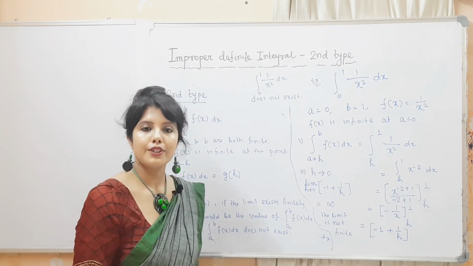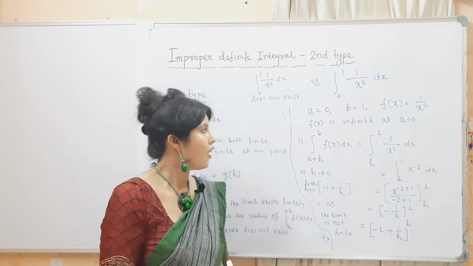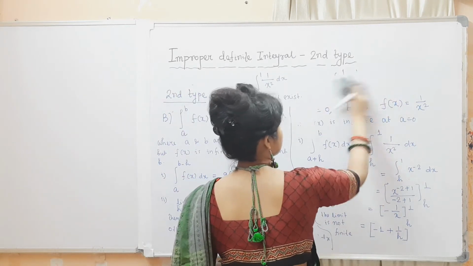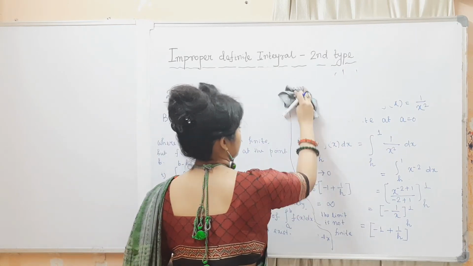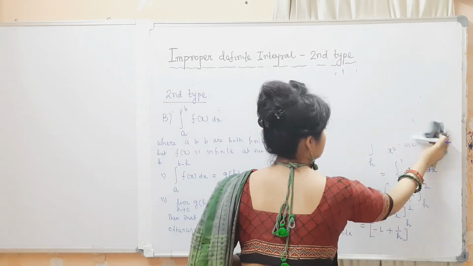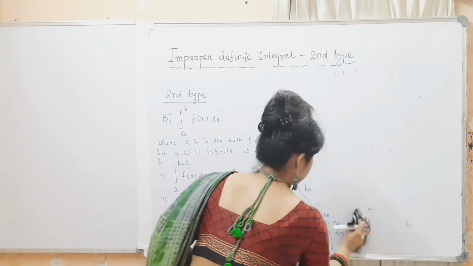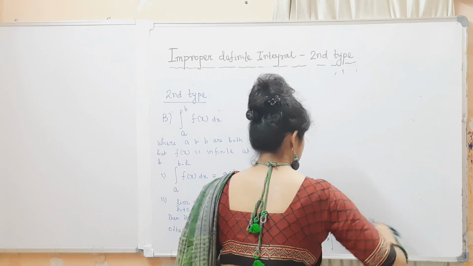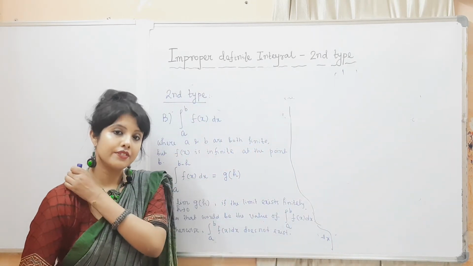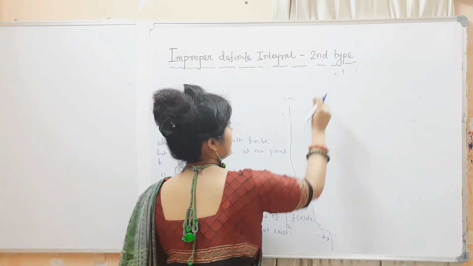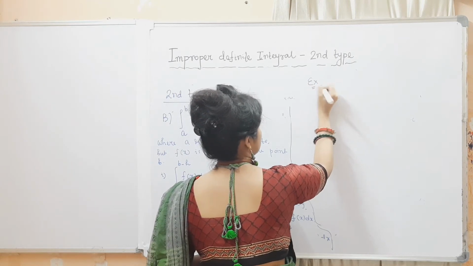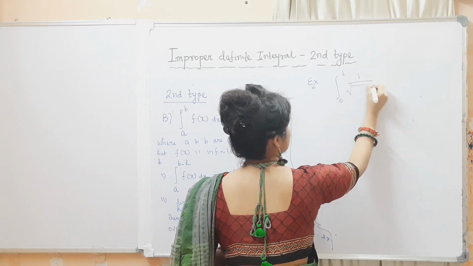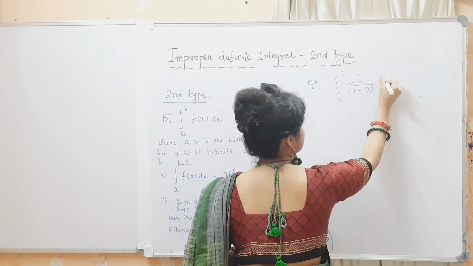So I think I should discuss a problem of this kind of case. I am going to remove this. So the problem is, whenever the function is infinite at the upper limit, that is, the integration from 0 to 1 of 1 over root over 1 minus x square dx.